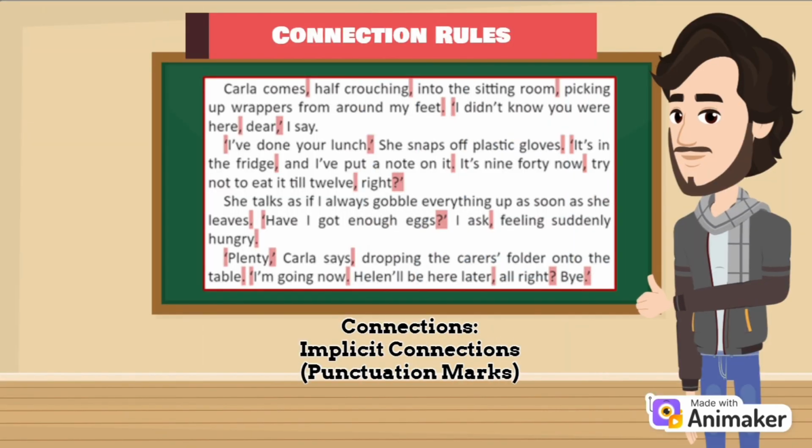In the connection rules, we have connections and relations. They establish relationships between grammatical components or pieces of information. One of the connections are the implicit connections or punctuation marks.